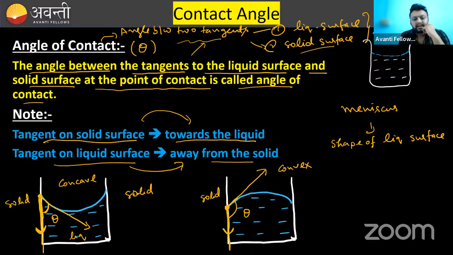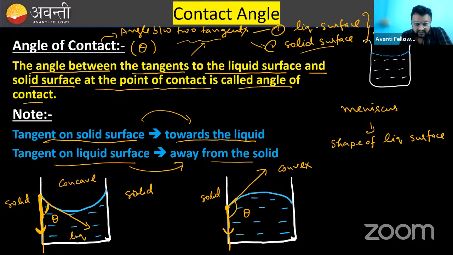So what you can see is that for a concave surface, the angle of contact is less than 90. This angle is less than 90. And for a convex surface, the angle of contact is more than 90. The angle of contact is more than 90.